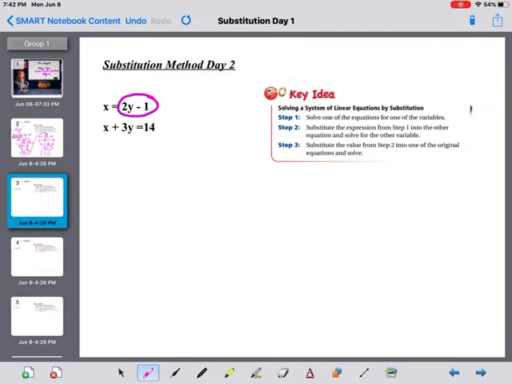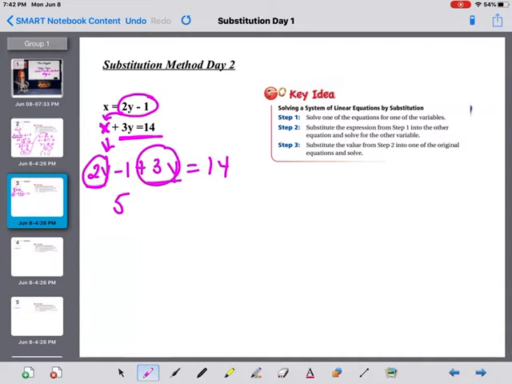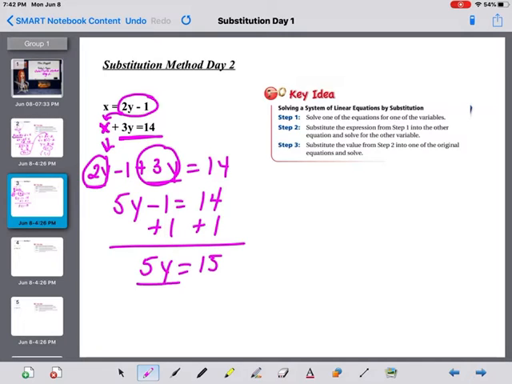So here in this problem, we have x is equal to 2y minus 1. So in this bottom equation, in place of that x, I'm going to be replacing that with 2y minus 1. So this is going to become 2y minus 1, and then I'm just going to recopy the rest of that second equation. Okay, I will have to combine like terms again. So I have 2y plus 3y is 5y, minus 1 is equal to 14. I'm going to add 1 on both sides to get 5y is equal to 15. And dividing both sides by 5, I'm going to get y is equal to 3.